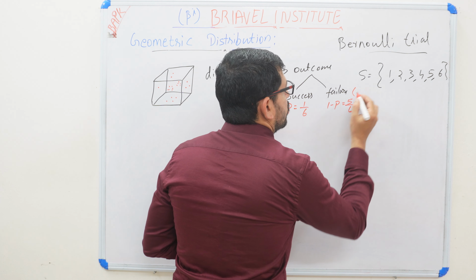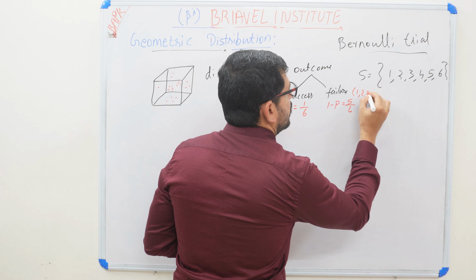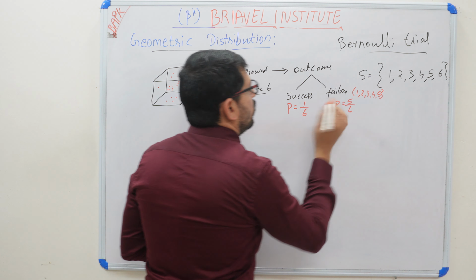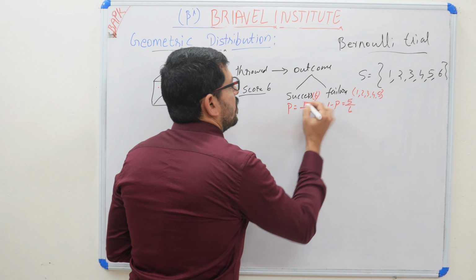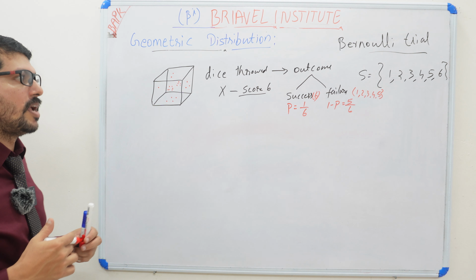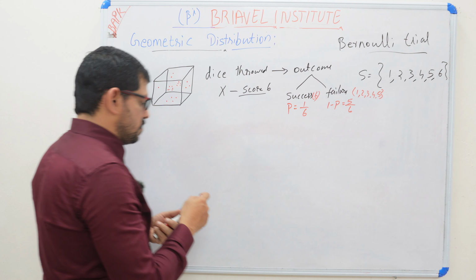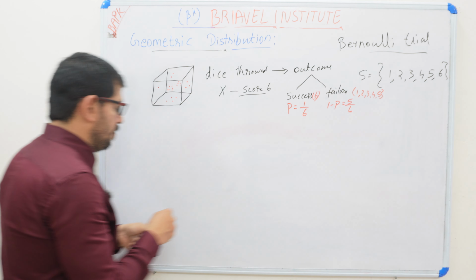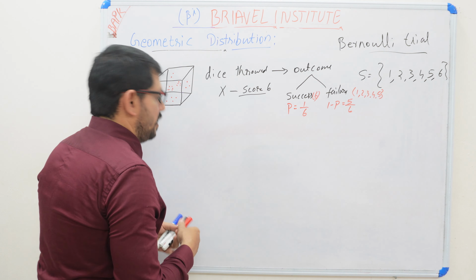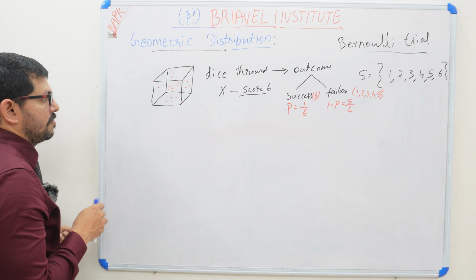So what scores are failure? 1, 2, 3, 4, 5. These all scores are failure. If it is a 6, I am a success. So this is a Bernoulli's trial. This is a particularity of the Bernoulli's trial: all trials are independent. I am taking the first trial.